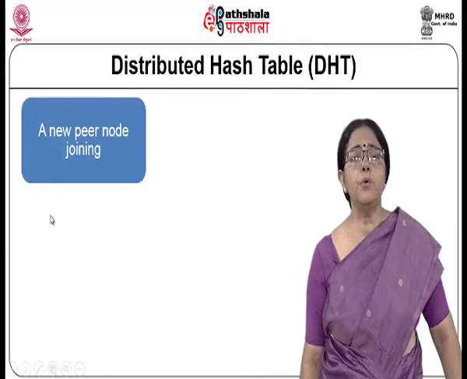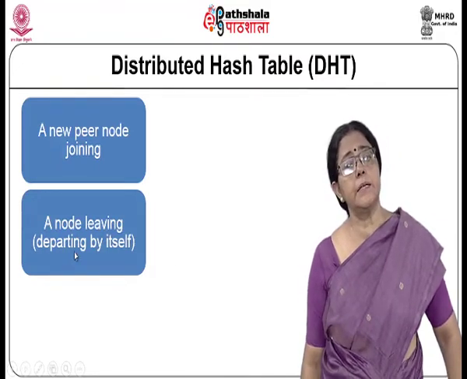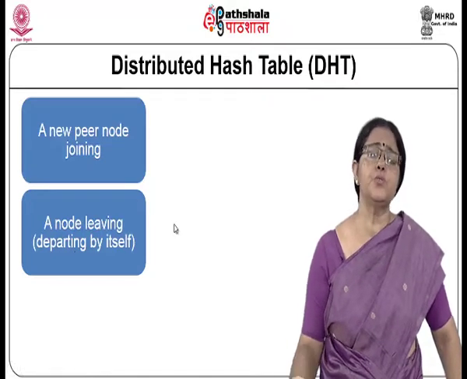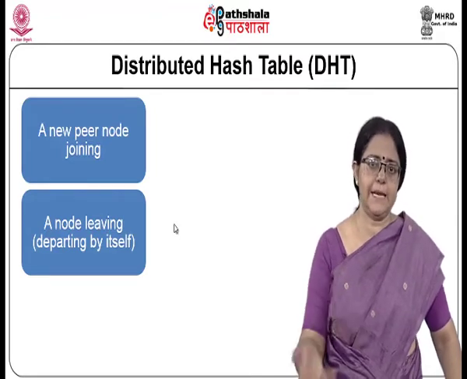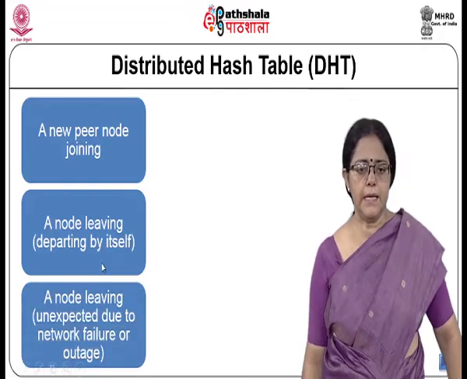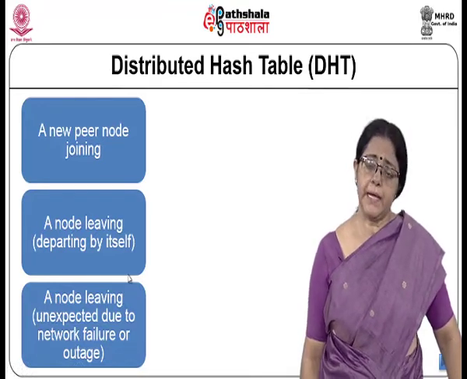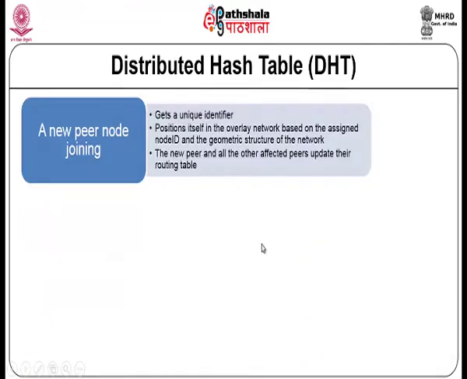Let us see what we have to do when a new peer node joins. When a node leaves, maybe it is a planned leaving, where the node wants to go away knowingly. So, it can organize it, it can send messages, receive messages, and then leave. Unexpectedly also, maybe a node suddenly gets shut down; that can also happen. So, how P2P manages that is this: when we have a new peer node join, first of all we assign a new identifier for that node.